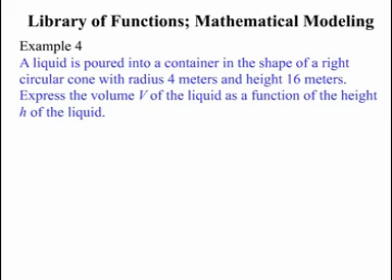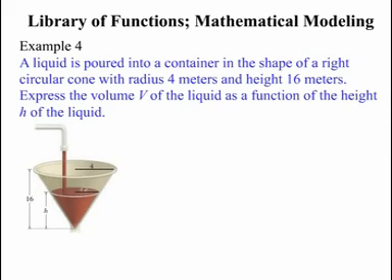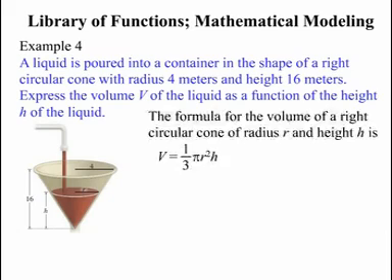Example 4. A liquid is poured into a container in the shape of a right circular cone with radius 4 meters and height of 16 meters. Express the volume V of the liquid as a function of the height h of the liquid. So here's a diagram of what we have. Well, you need to know a formula. The formula for the volume of a right circular cone of radius r and height h is V equals 1/3 pi r squared h.